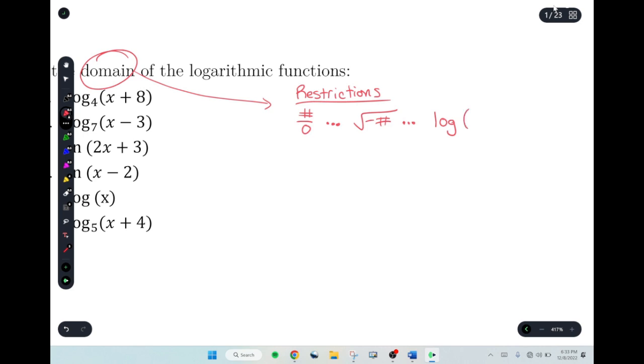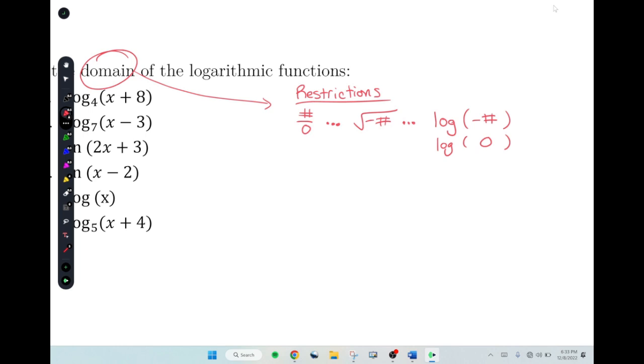And it's the log of something. What makes a log bad? Yeah, you're right, a negative number. But we're going to be even more specific and say, what about 0? Is 0 good or bad? It's bad. We don't know the log of 0.